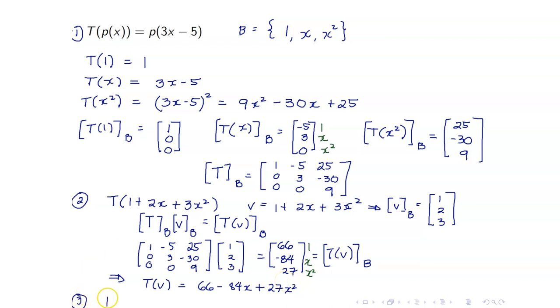For 3, when you compute T of 1 plus 2x plus 3x squared directly, this is 1 plus 2 times (3x minus 5) plus 3 times (3x minus 5) squared. Verify that when you simplify this polynomial, it's also the same as this.